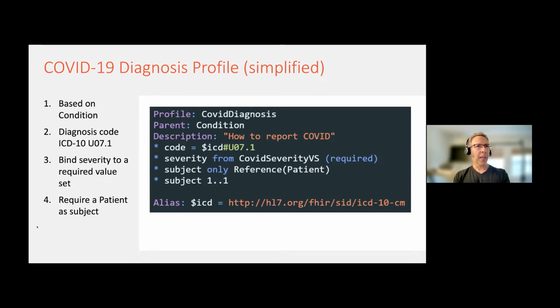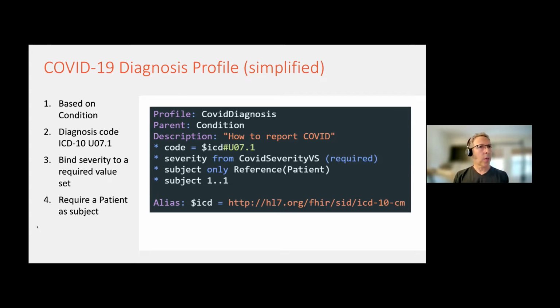And every profile inherits from a parent. In this case, we're just inheriting from condition, but FHIR Shorthand allows you to inherit from other IGs. So you could build on US Core or New Zealand core or Australia core, whatever you like. And then you can specify a description field. So here it's how to report COVID. Now, following that, there's a set of rules. So when you see these asterisks, it's like a list of rules. It's just sort of like markdown rules, kind of.